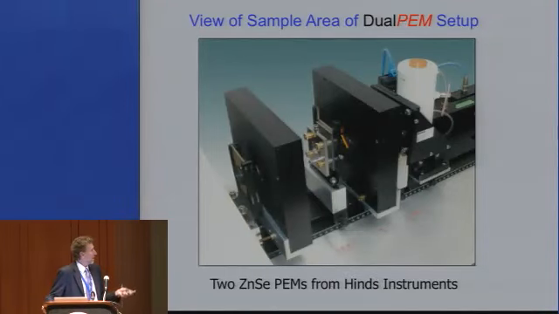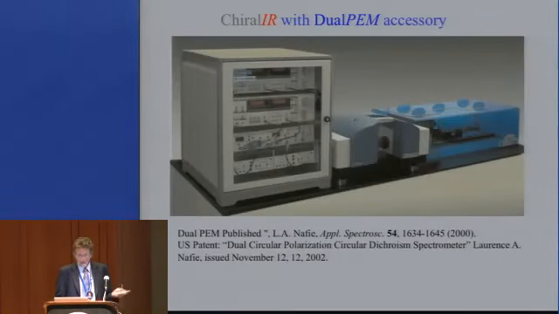So this is the dual PEM setup on a side rail. There's the sample cell and the liquid nitrogen cooled MCT detector. This is the way it looked as a final commercial product with the dual PEM. You can see all the lock-ins and filters and PEM controllers.